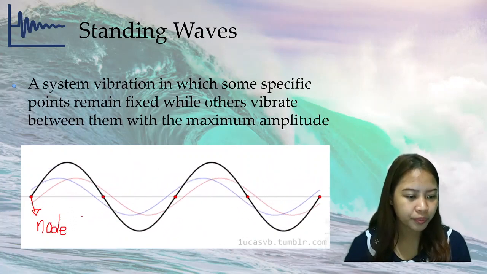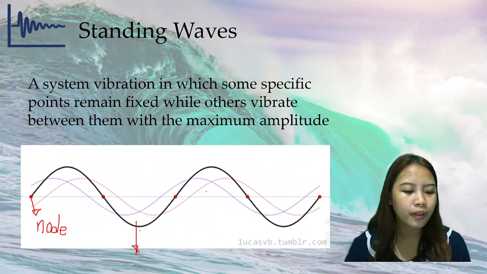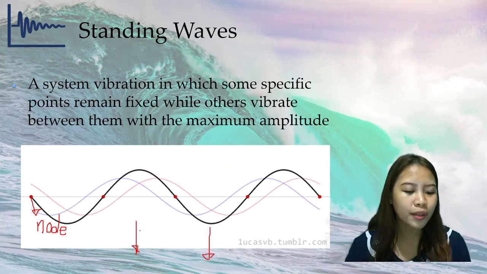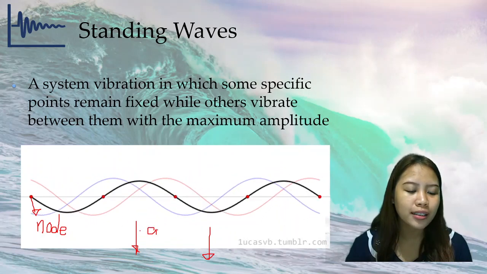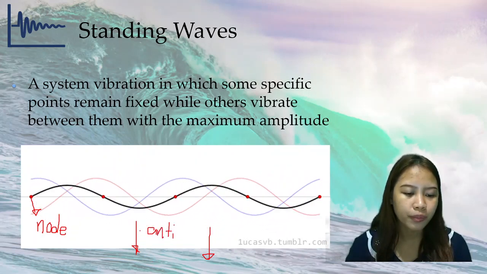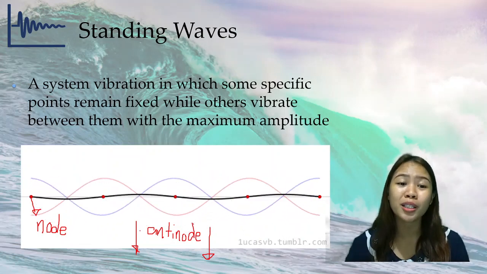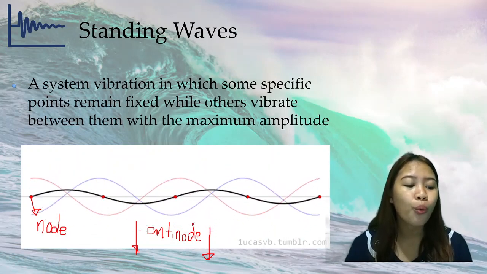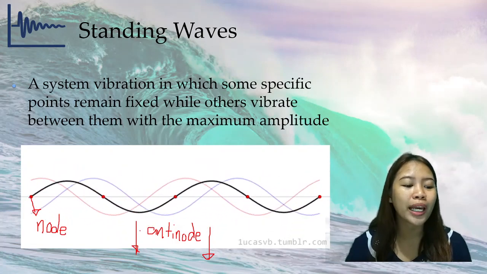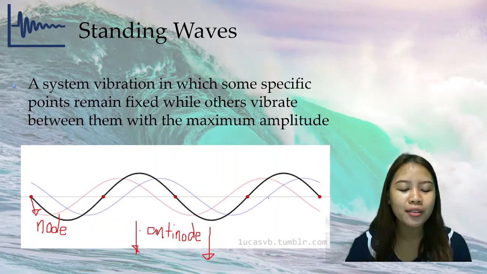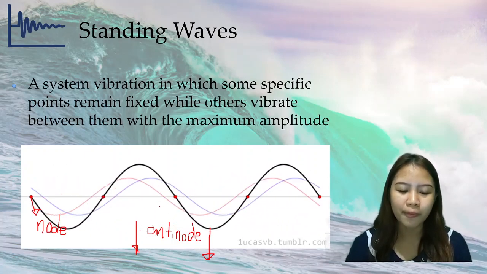Now, how about the points in the middle that have the maximum amplitude? They are called antinodes. The antinodes are the maximum amplitudes of our standing waves, while the node is the fixed point of the standing wave. The node has no value; it just stays at its fixed point, or stays at the equilibrium.